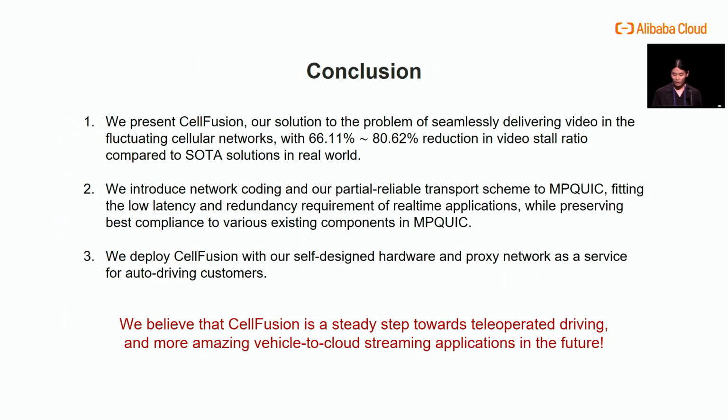Okay, finally, let's briefly conclude our work. We present CellFusion, our solution to the problem of seamlessly delivering video in fluctuating cellular networks. Also, we combine network coding and our partial reliable transfer scheme with QUIC, resulting in a practical transfer protocol with best-effort reliability, low redundancy cost, and high compatibility.